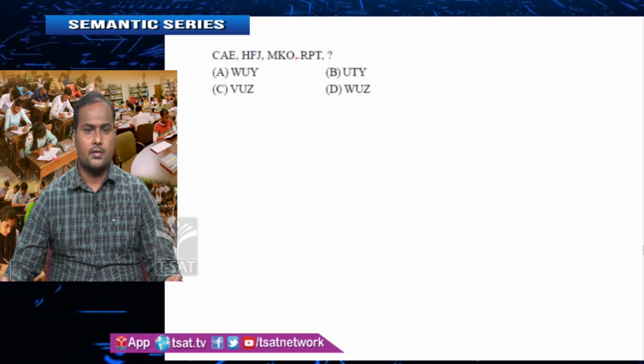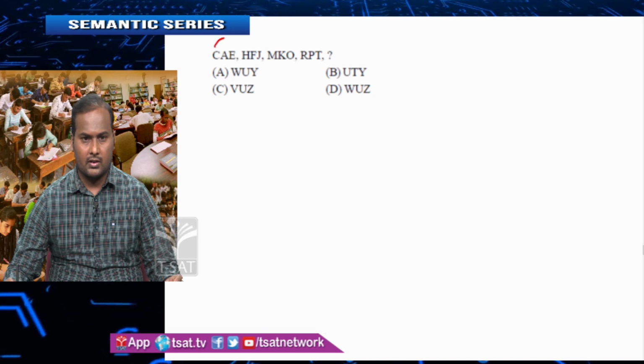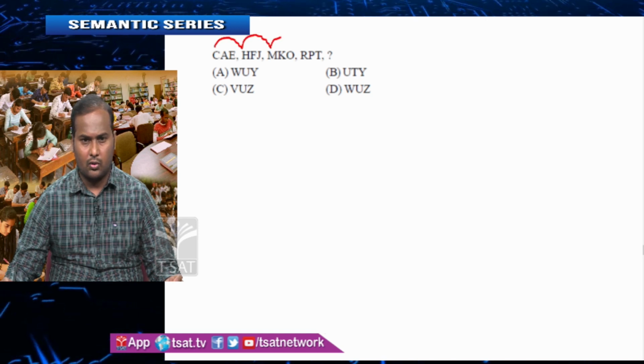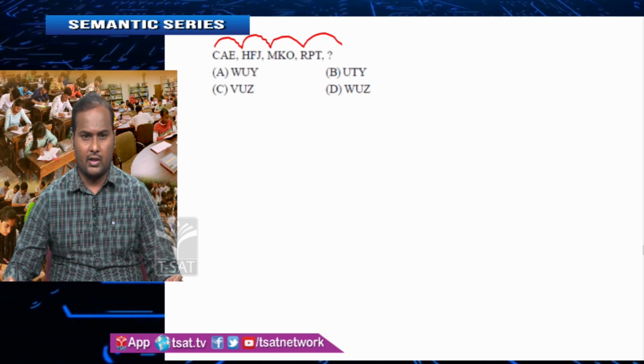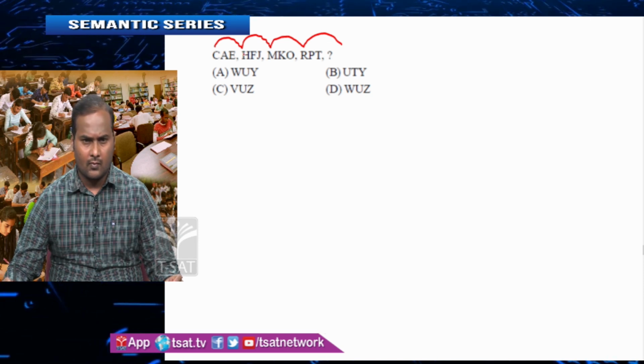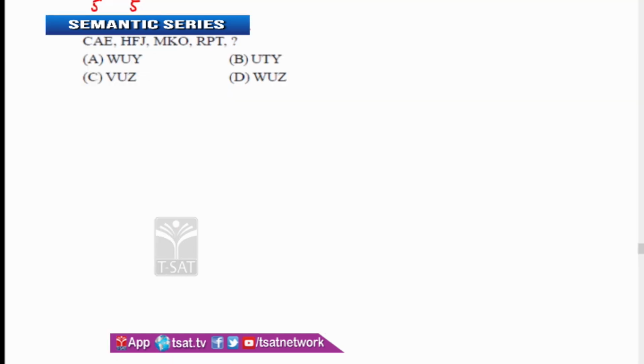In this particular series, it is also a mixed series. One is C to H, H to M, M to R, and the next one. See the change: C to H increasing by 5, H to M here also increasing by 5, M to R here also increasing by 5. Obviously, for the next one we have to add 5, that is R plus 5. R is 18, 18 plus 5 is 23. So obviously your answer will be W.